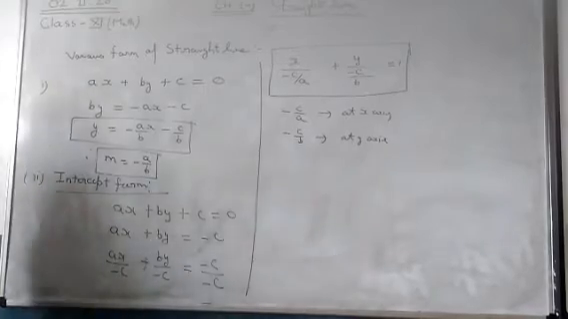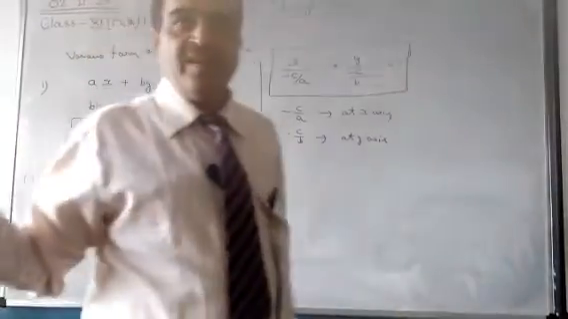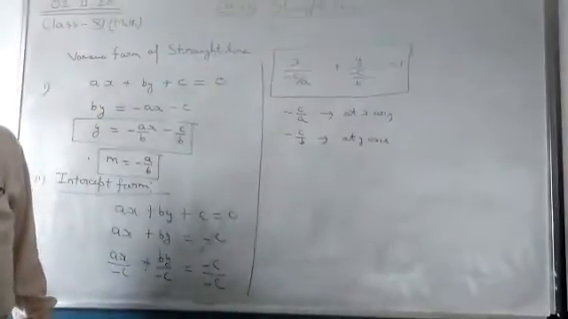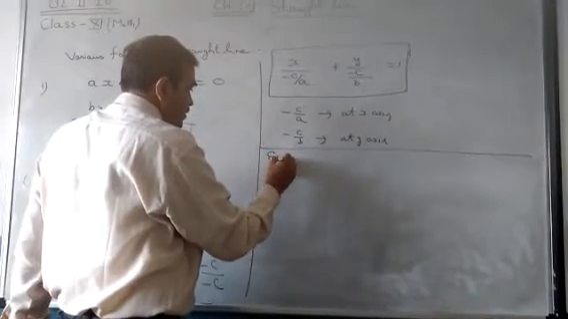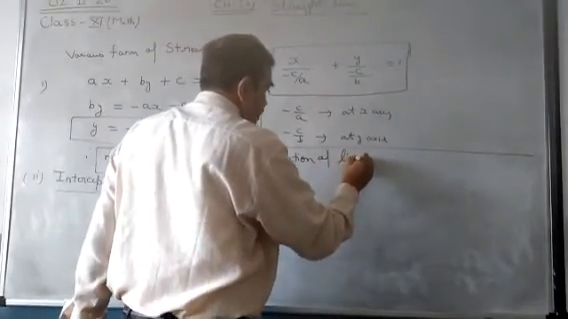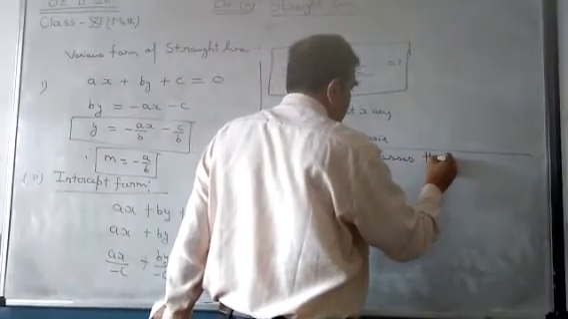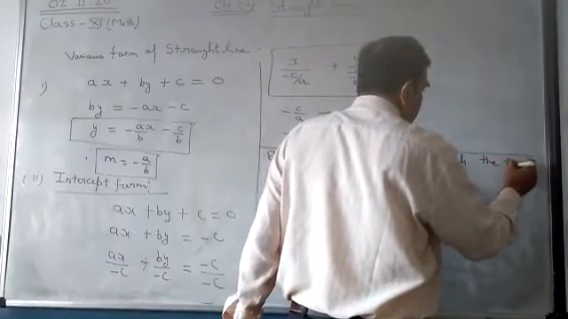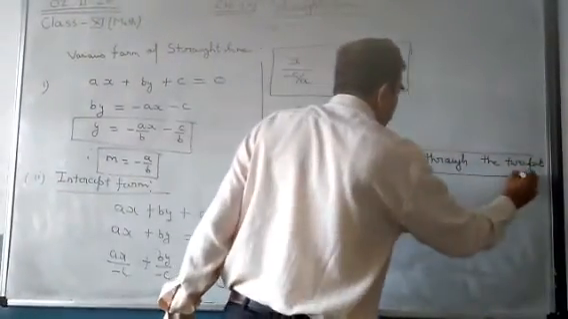Now find the equation of line through two points. When any line passes through two points, how will we determine its equation? So, equation of line passing through the two points.